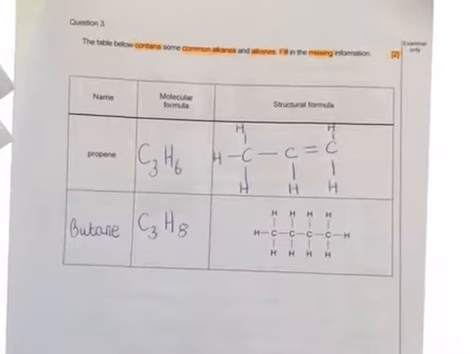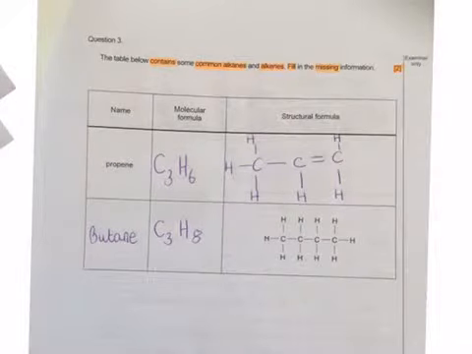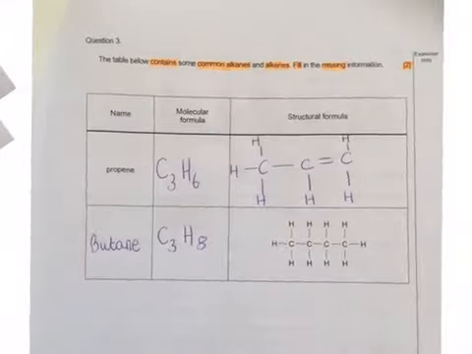The table contains some common alkanes and alkenes. Fill in the missing information. So the bottom part is most probably a little bit easier because the first bit, all you've got to do is count the number of carbons, and you have got 4 carbons. 4 carbons, and then you have got 1, 2, 3, 4, 5, 6, 7, 8, 9, 10 hydrogens. I've made a mistake there, sorry. So that should be C4H10, and that is butane.